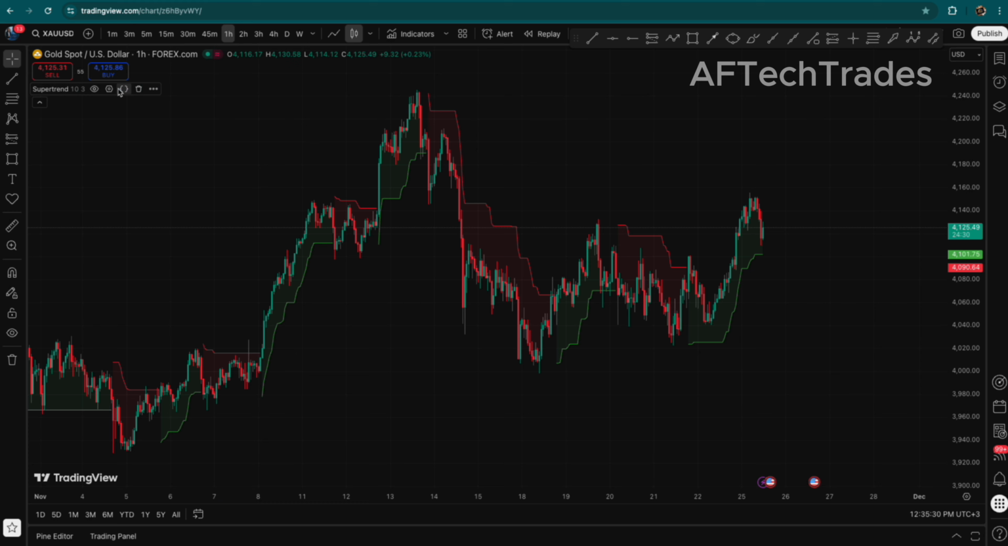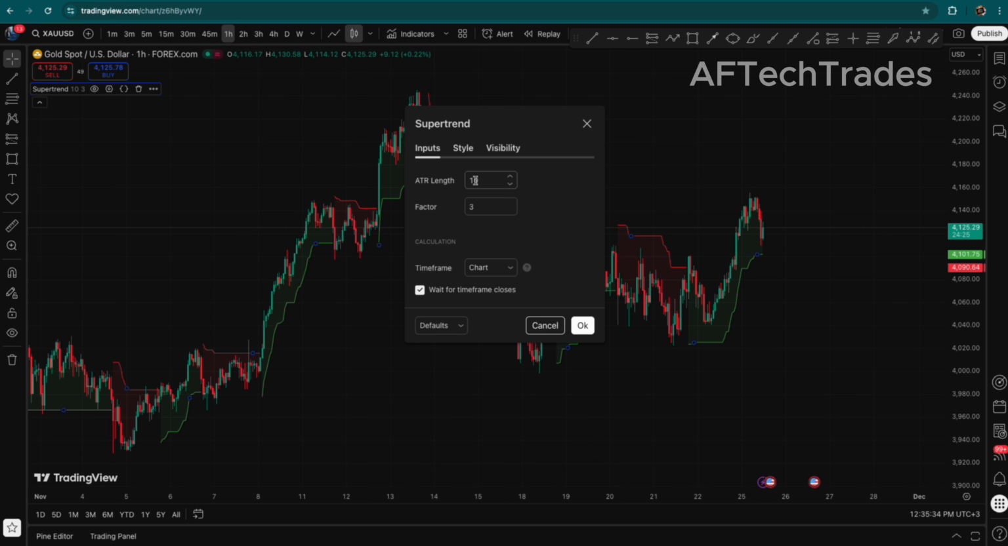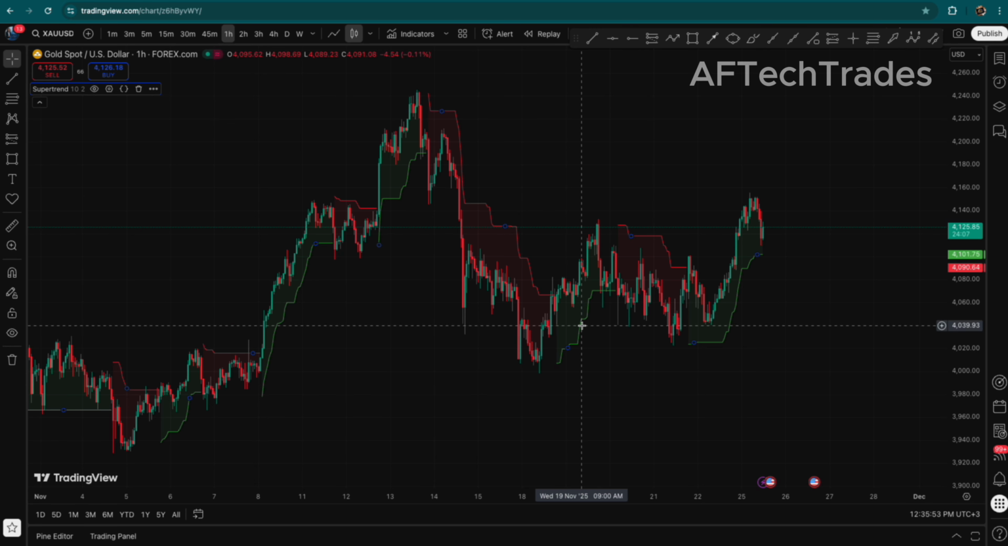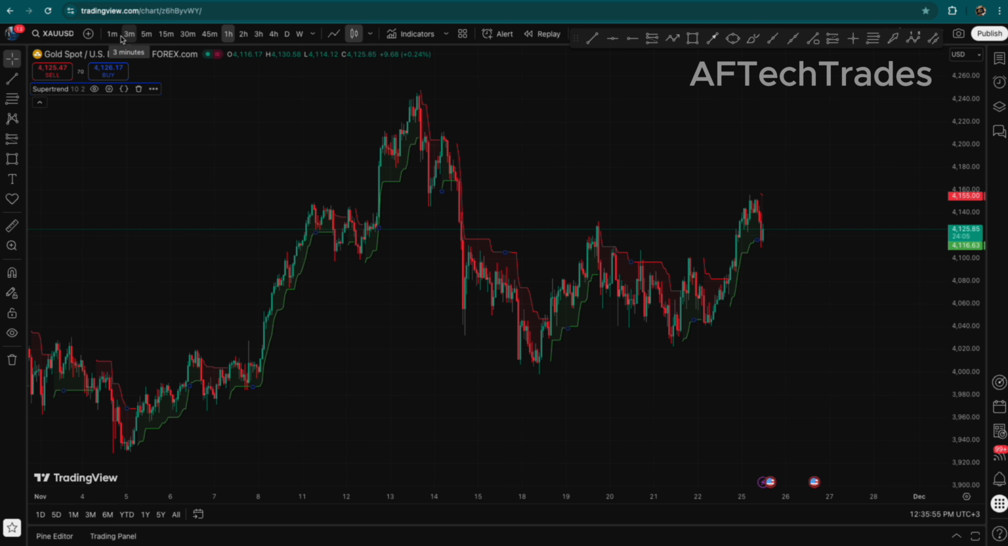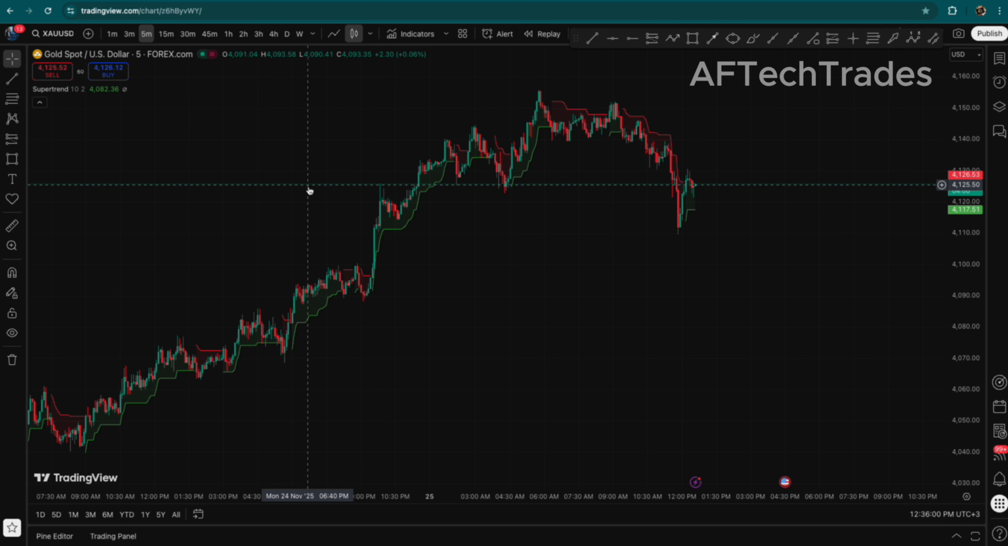For scalping, you go into your settings and come to your ATR, which is already 10. You leave it at 10, and your multiplier, which is this factor, you leave it at 2. So this one will give you the best accuracy for scalping on the 1 minute or 5 minute time frame. That's the best setting for the scalping strategy.